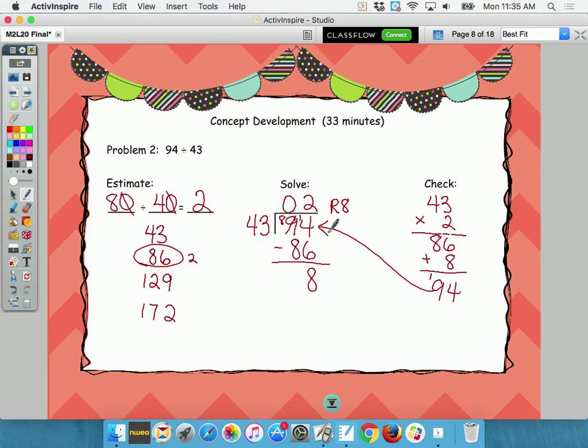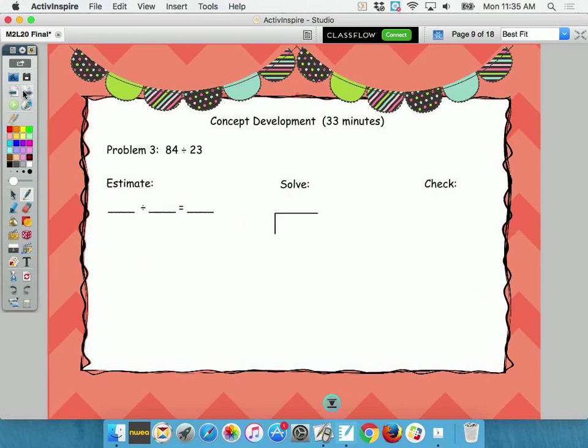Okay, Corbin, you're going to help me on the next one because I think you've already figured it out. Well, maybe not, but let's take a look at the next one. So if I round 23 to the nearest 10, what do I get? 20. Okay, and what will I make this 84? 80. Okay, so this says we're going to try 4.